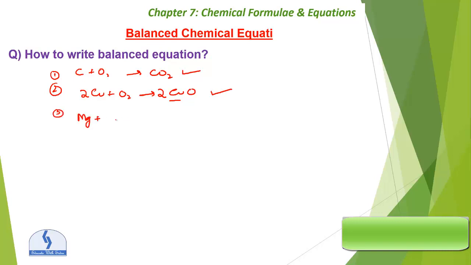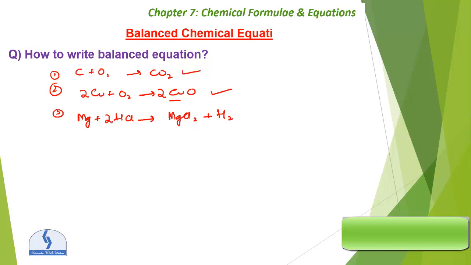Now magnesium reacts with hydrochloric acid, it will become magnesium chloride, MgCl2, plus hydrogen gas. Now first we have to see the gases, right? This is hydrogen, this is H2. On the left hand side this is only one H, so you have to put 2 over here. So hydrogen is balanced, right?